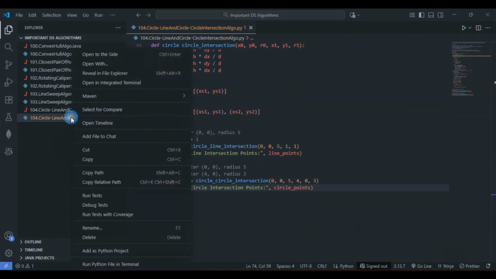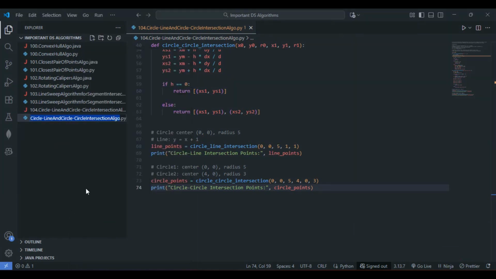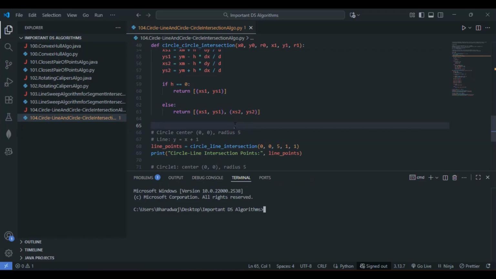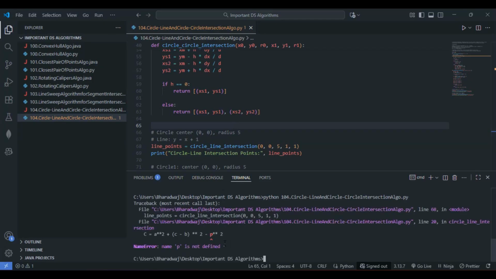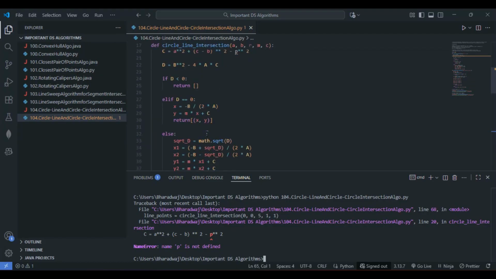Let's check the same. As we are completely aware of the algorithm and the computation part, let's do one thing. I'll just give you a Control J, Python, followed by the file name dot py. Right. So we have an error: name P is not defined, at line number 20.